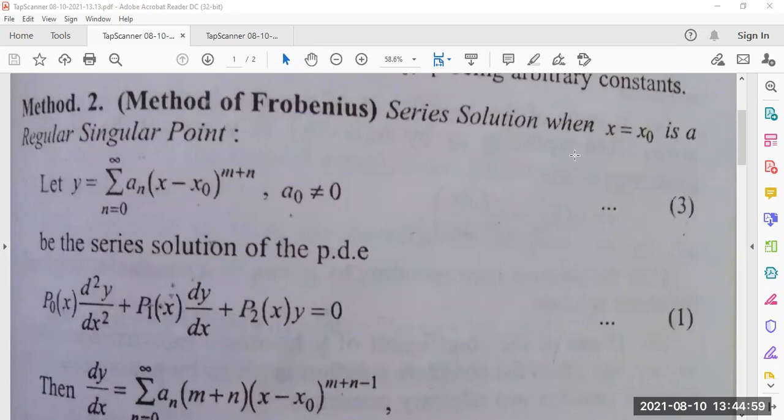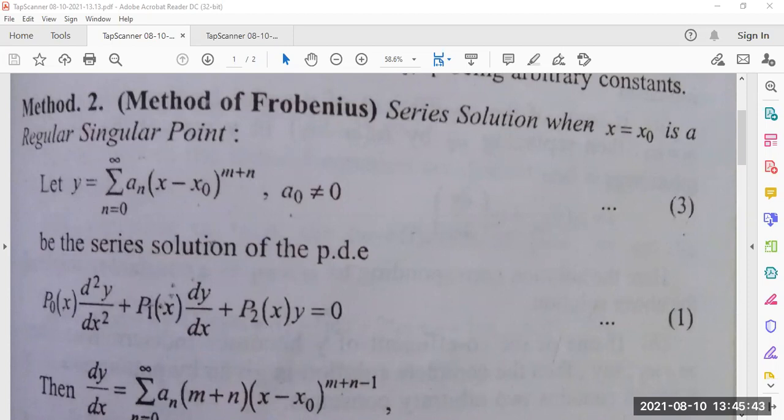When they are real and distinct, there is another condition: whether they differ by an integer or not. When they do not differ by an integer, one root is an integer and another root is a non-integer, that is a fraction. So when the roots of the indicial equation are unequal and not differing by an integer, then our solution is given here.